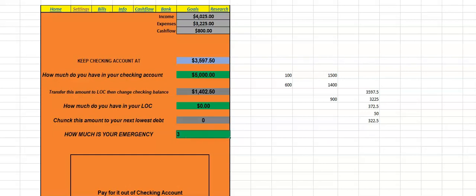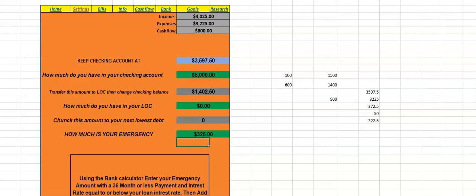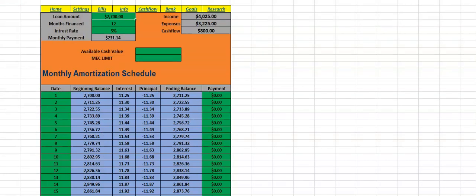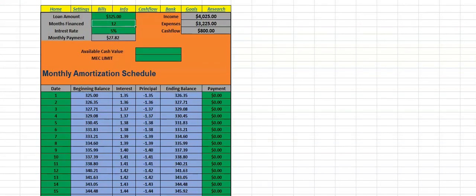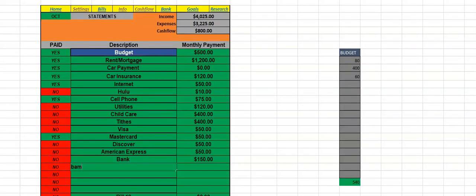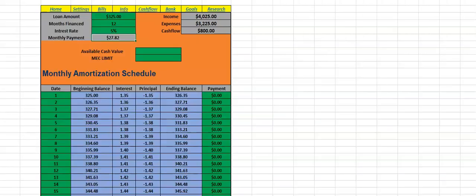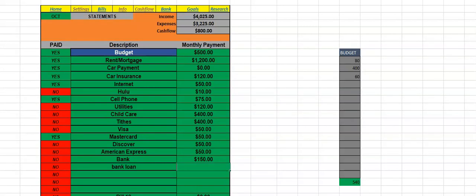And if this emergency is higher, it's going to tell you you're using the bank calculator. So built into this Excel is a bank calculator. You're going to come in here, put in however much you want, and it says 0 to 36 months. So depending on your cash flow, $325 at 5% is only going to be $27.82 a month. You would then go to bills, you would add bank loan, and then you would put that amount, $28. And then you still need to make the $150 payment to your bank, so you need to pay $128.